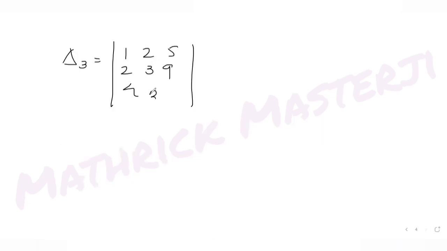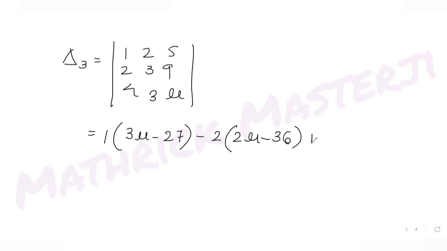So I get from here 1, 3 mu minus 9 into 3, which is 27. Minus 2, you get 2 mu minus 4 into 9, which is 36. Plus 5, you get 2 into 3, 6, minus 4 into 3, 12.